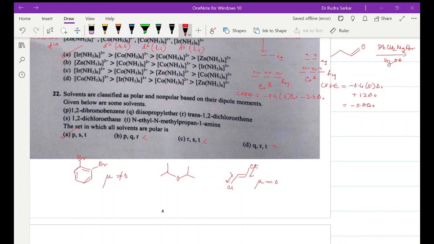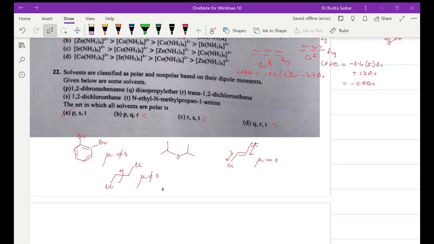Similarly, we can say S is polar because it is 1,2-dichloroethane. Here C-C bond rotation is allowed, so mu out here is not equal to 0. And obviously N-ethyl methyl propanamine, this also will have dipole moment not equal to 0.